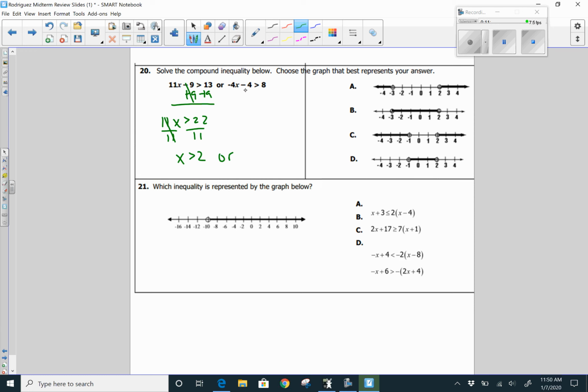Or, let's do the same thing here. Add 4 to both sides. Cancels out. Negative 4x is greater than 12. Divide both sides by negative 4.